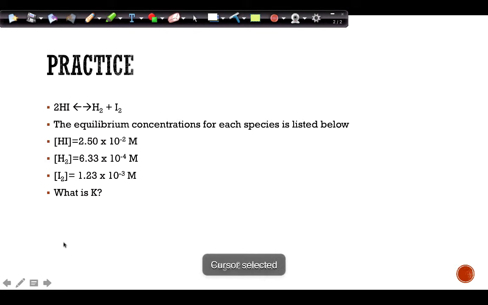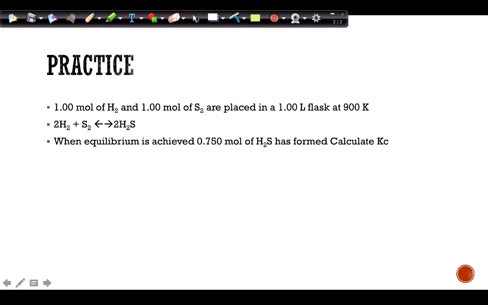All right, so let's look at another one. A different type of problem can be like this one. I have 1 mole of H2, 1 mole of S2 placed in a 1 liter flask at 900 Kelvin. It gives us the reaction. When equilibrium is achieved, 0.75 moles of H2S has formed. Okay, so in the last problem, it gave us the equilibrium concentrations. This one, it's giving us the concentration before the reaction starts, and then also one equilibrium value.